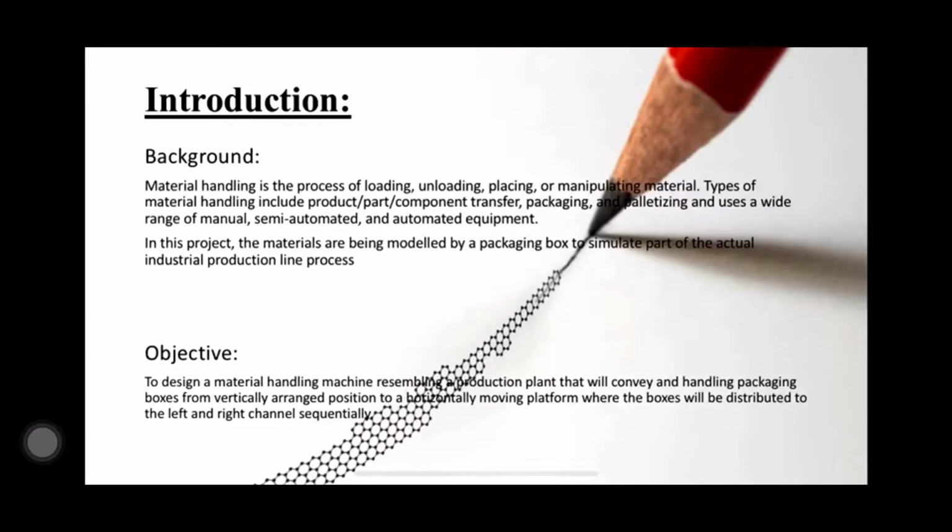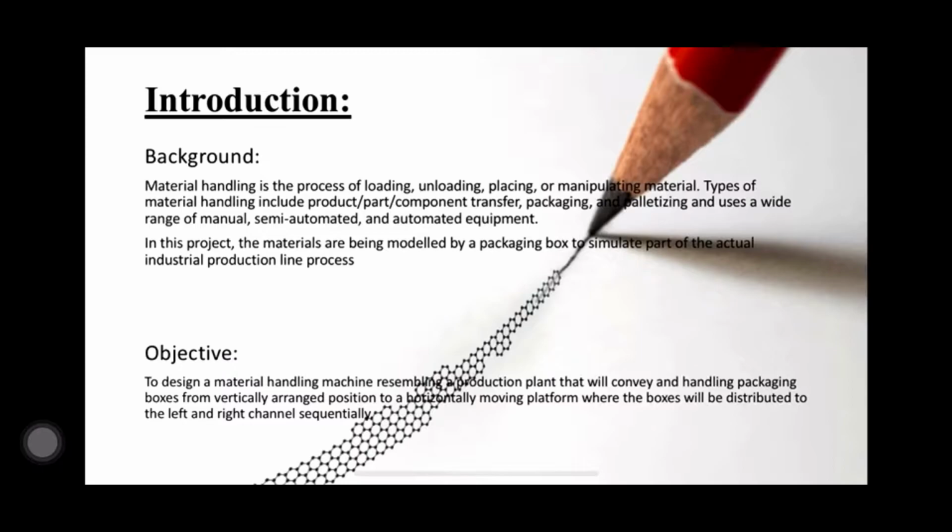Now, let's take a look at the introduction of our design project. As for the background, material handling is the process of loading, unloading, placing, or manipulating material. Types of material handling include product or part or component transfer, packaging, and palletizing, and uses a wide range of manual, semi-automated, and automated equipment.